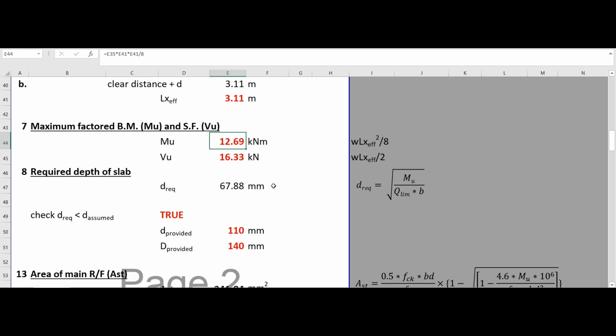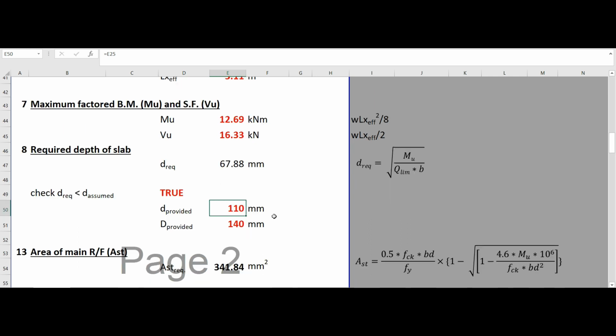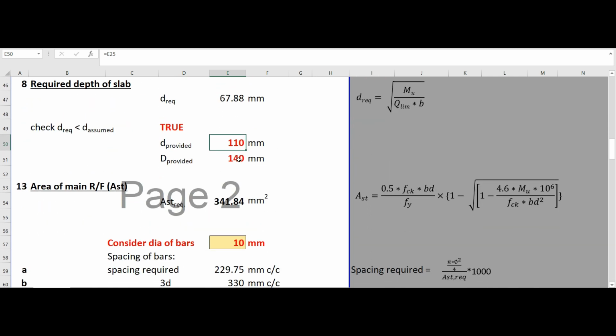Now we will calculate the depth of the slab required. The depth of the slab required is equal to the square root of Mu divided by Q limit into b. So we get 67.88 mm. As we have provided 110 mm, which is more than the required depth of the slab, it is okay. And we have provided the overall depth of 140 mm.